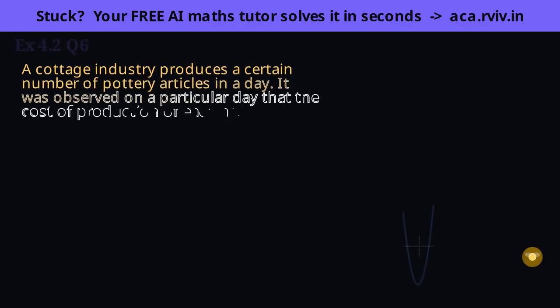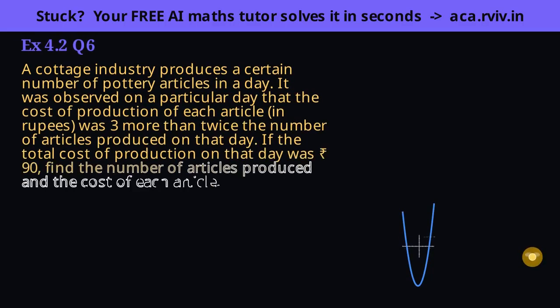Number times cost each equals total cost. This is the pottery problem from example 6, a good chance to solve it start to finish on your own before I do. Name the unknown we want, the number of articles, as x. Decode: the cost of each is 3 more than twice the number.